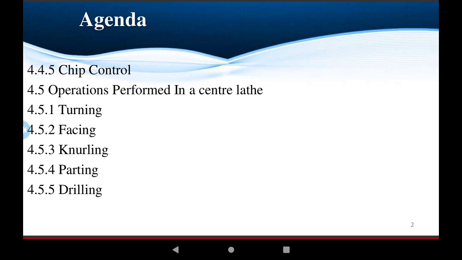One operation is turning, which is used for cutting the external, cylindrical workpiece. Facing is also a manufacturing operation. These operations are performed on lathe machines and tools. Knurling is another operation, made for a special-purpose design, and it generates a rough surface on the workpiece.